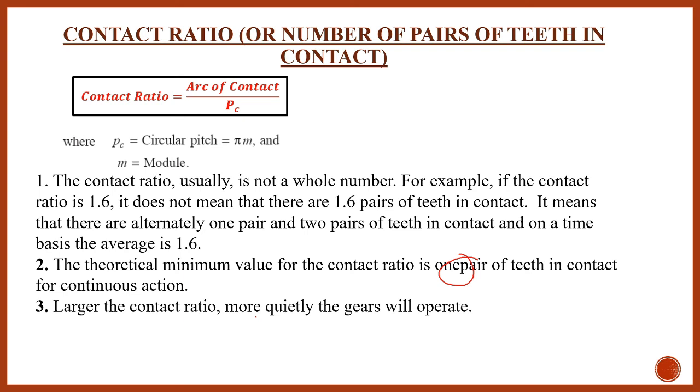In this way, what we learn is the path of contact, which is equal to square root of R_A square minus R square cos square phi, minus R sin phi, plus square root of r_a square minus r square cos square phi, minus r sin phi. Next, arc of contact is equal to path of contact upon cos phi, and contact ratio is equal to arc of contact upon the circular pitch. That circular pitch is equal to pi into m. In this way, we can find all these terminologies: path of contact, arc of contact, and the contact ratio.